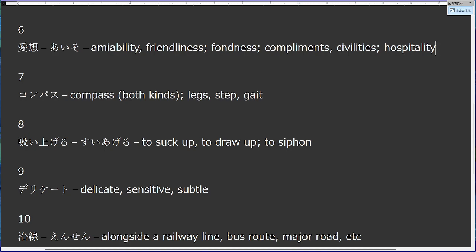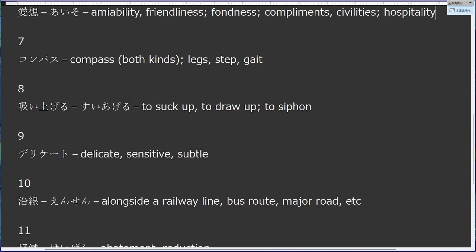Aiso is amiability, friendliness, or compliments and civilities. In Japanese life, there's a lot of compliments and civilities, so I'm sure there's another word for this. Aiso are ideas of likability or affection, meaning civilities, hospitality, or amiability itself.